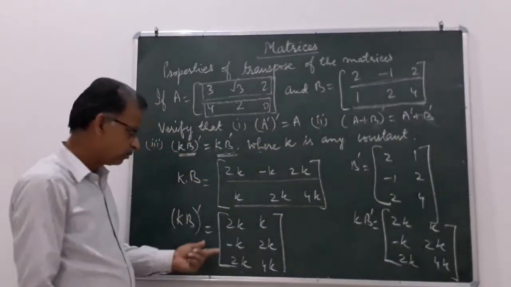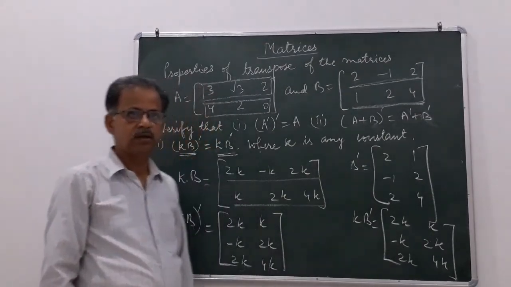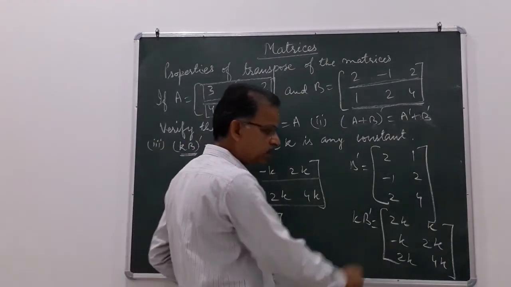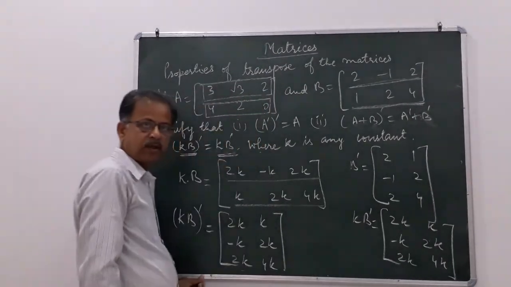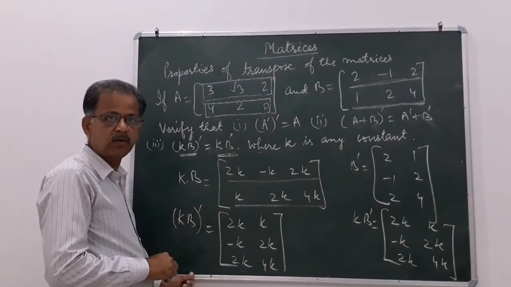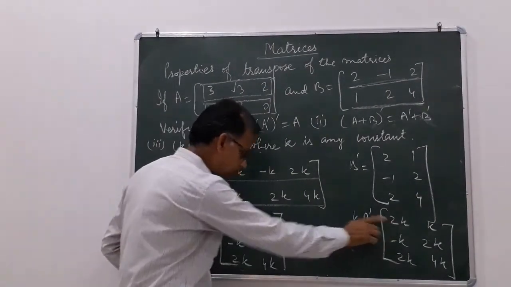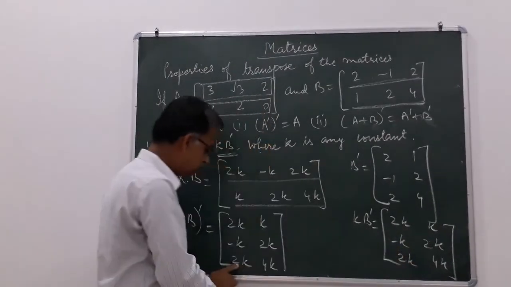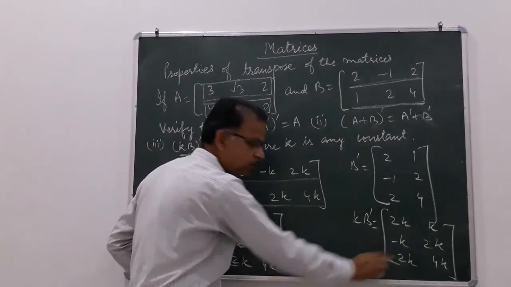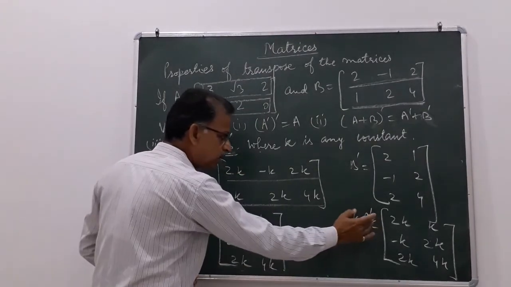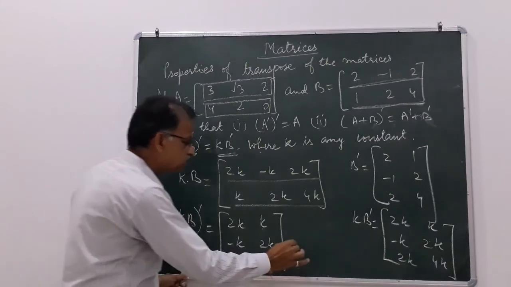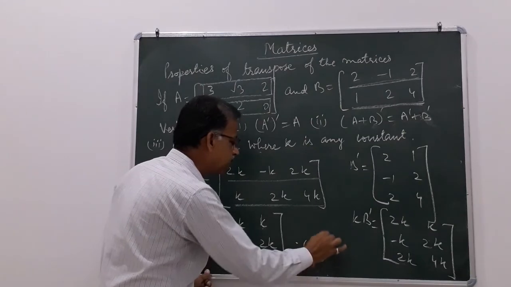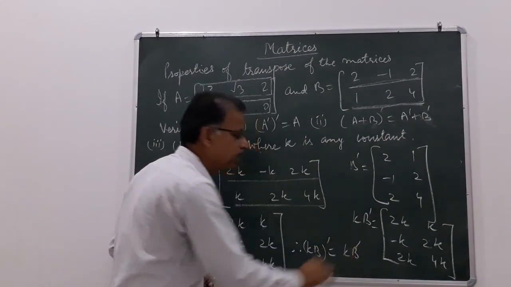Now observe whether these two matrices are equal or not. Order of this matrix is 3 by 2. Order of this matrix is 3 by 2. It means orders are same. Now we check whether their elements are equal or not. 2K, 2K, K, K, minus K, minus K, 2K, 2K, 4K, 4K. It means these two values are equal. So transpose of KB is equal to K times B dash. Okay.